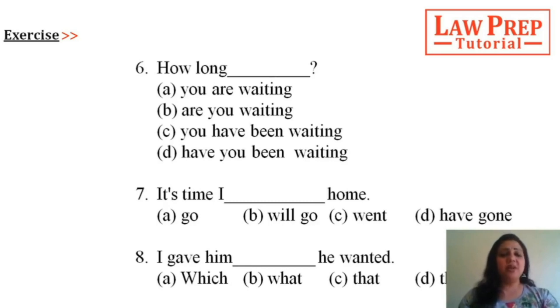Next question. I gave him all that he wanted. I gave him what he wanted. This is a relative pronoun: which is used for identification or selection. That is used for identification and selection, but it's used for person and thing both, with some conditions followed. That and which are not used together. So I'm using the answer, I gave him what he wanted.